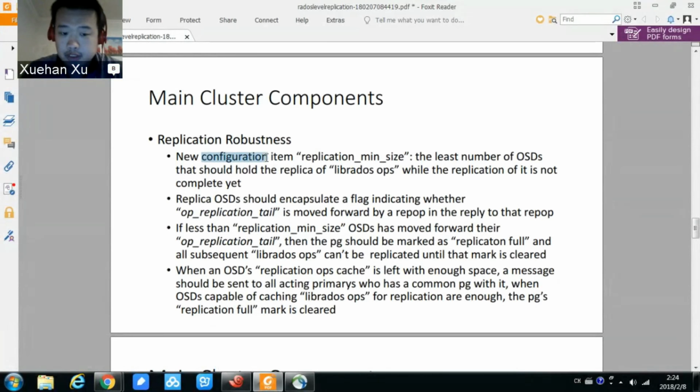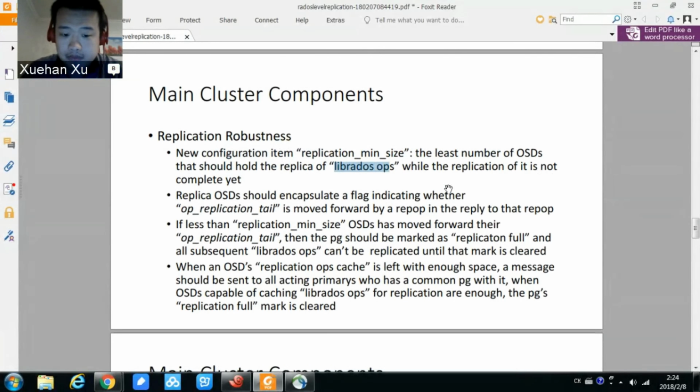First, we need a new configuration item, replication min size. That is the least number of OSDs that should hold the replicas of liberator ops while the replication is not completed yet. This min size is similar to the current pool's min size.